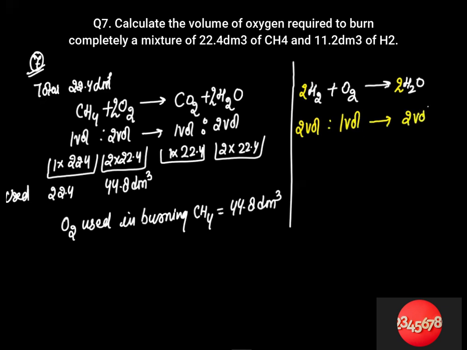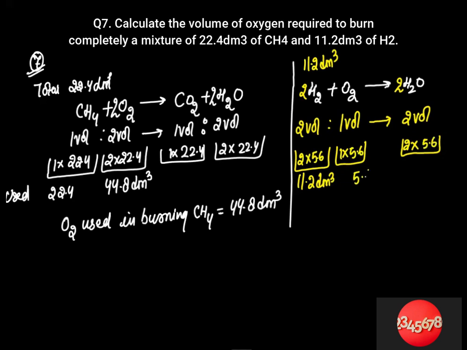Gases, when they react, do so in volumes which bear a whole number ratio to one another and to the product. You should learn this law also. No need to write any statement directly. Hydrogen is how much? 11.2 decimeter cube. So this will be how much? 5.6. Everywhere 5.6. How much O2 will be used then? 5.6 decimeter cube to burn the hydrogen.